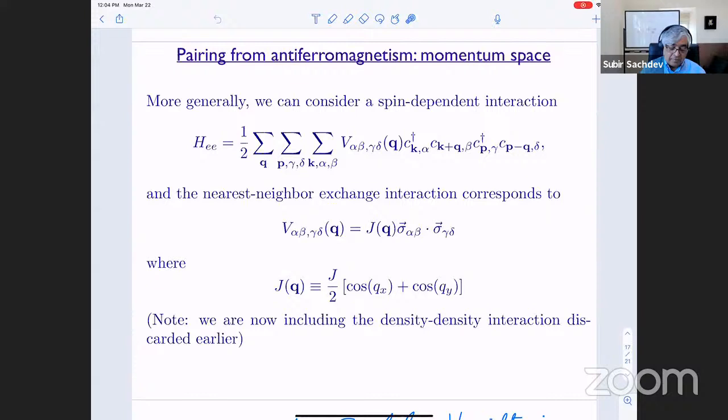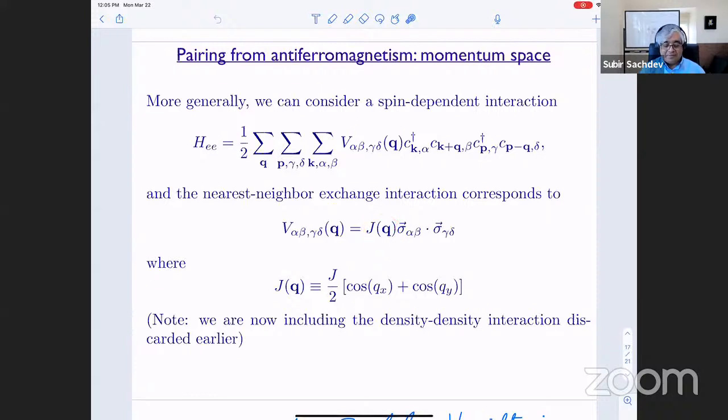So we imagine that we are dealing with some electronic system. Normally, we just have the Coulomb interaction here in the electron-electron part of the Hamiltonian. But we put in some general interaction, which also depends on the spin indices. So, of course, the whole system should be spin rotation invariant. And so one of the possible forms of V alpha beta gamma delta is just a spin dot spin interaction with a coefficient which could in general depend on Q, which is called J of Q.